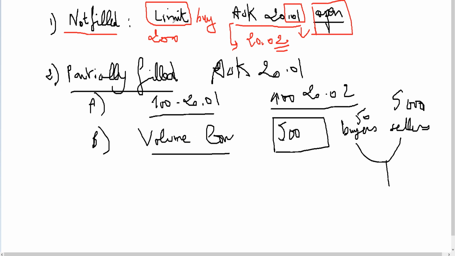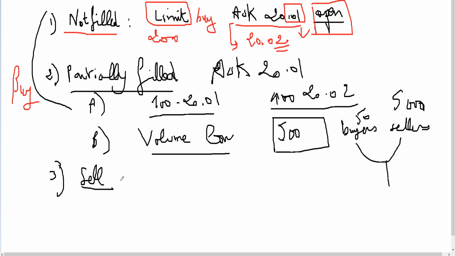Understand that you don't get the order filled. Now, number 3 that we can speak about is when you want to sell here. Here, 1 and 2, we speak about buying. Now, 3, we are speaking about selling.